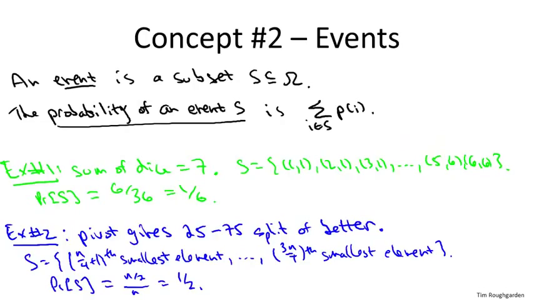Okay, now that we've explored the concept of events in our two running examples, we see that the probability that the sum of two dice is equal to 7 is 1/6, a useful fact to know if you're ever playing craps. And we know that a pivot gives us a 25-75 split or better in randomized quicksort with 50% probability. A useful fact if you want to develop intuition for why quicksort is in fact quick. So that's events. Let's move on to random variables.